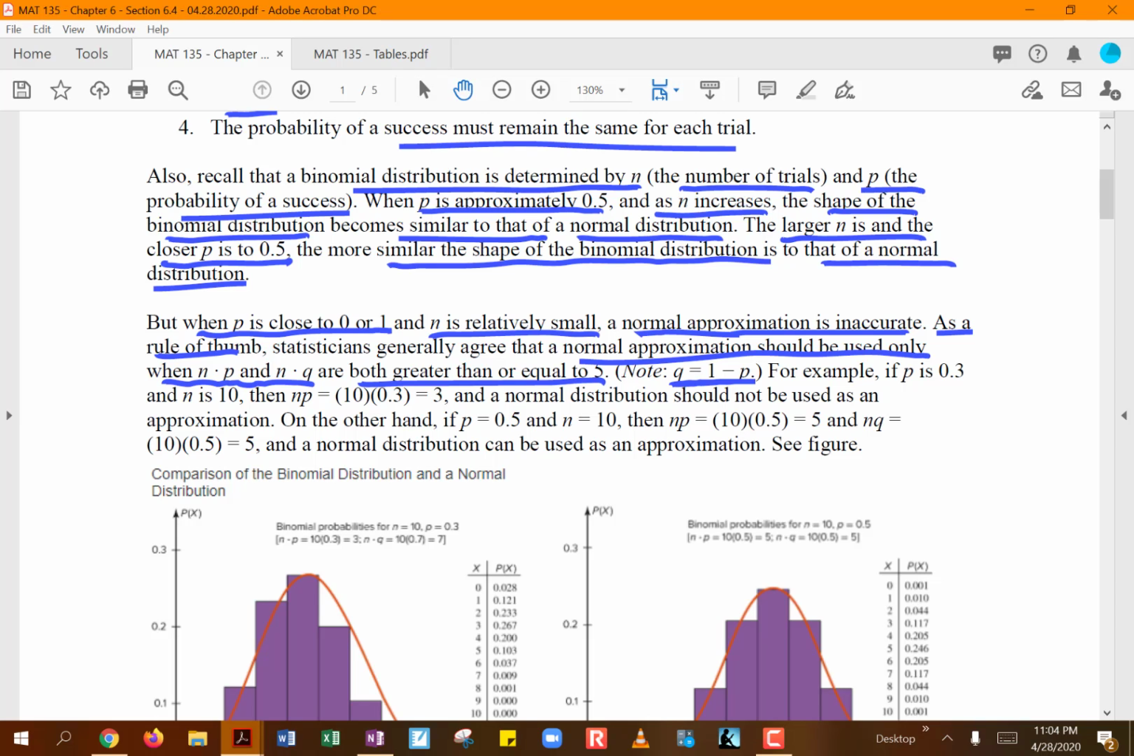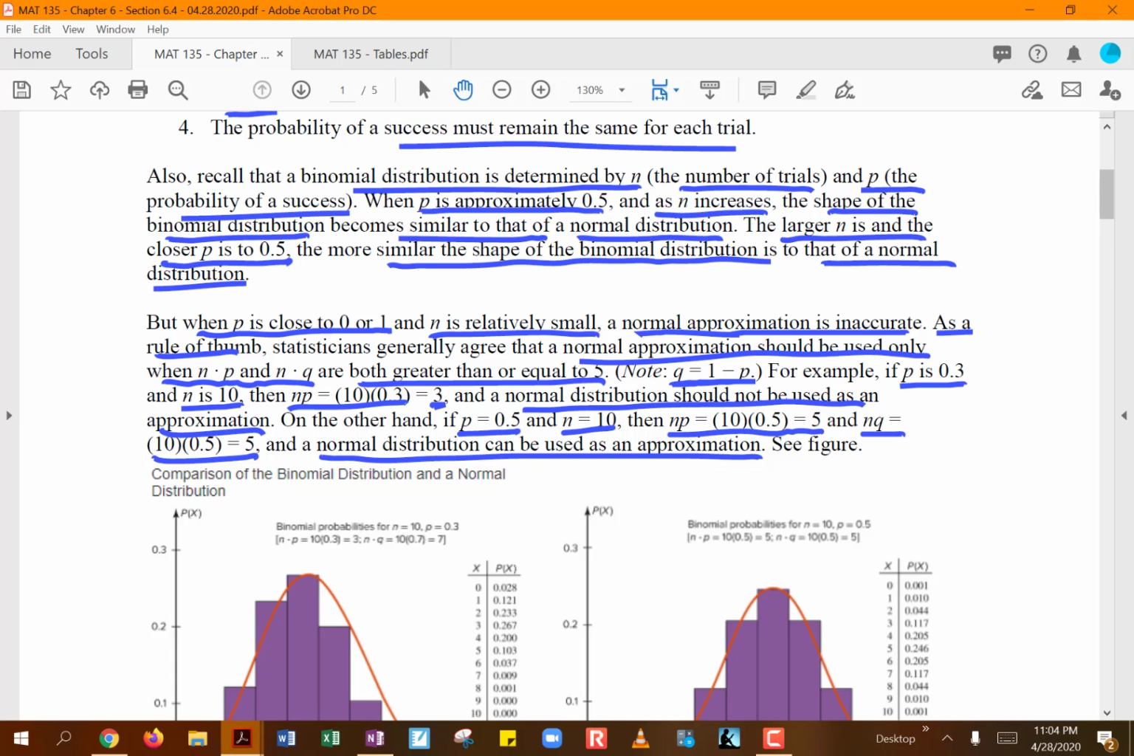So just as an example, what if p is 0.3 and our number of trials is 10? When we multiply n times p, we only get the answer 3, right? So in this case, since our n times p is not 5 or greater, we should not use a normal distribution as an approximation here. However, if let's say our number of trials is 10, n times p comes out to be 5, and in this case n times q will also come out to be 5, obviously we can go ahead and use normal distribution as an approximation.